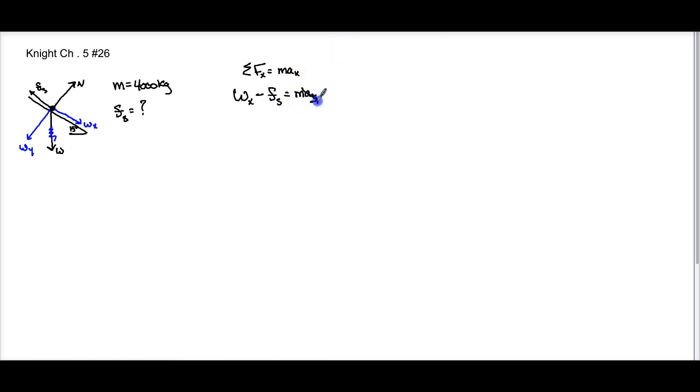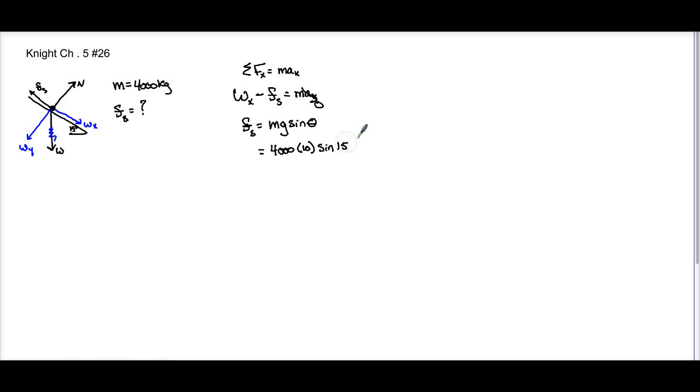Now, it's stopped, so there's no acceleration, so we can call that 0. So it just becomes that the frictional force is equal to the x component of the weight. So then we have mg times the sine of theta. Plugging in what I know, the mass of the truck is 4,000 kilograms, gravity's 10, and then we get the sine of 15.